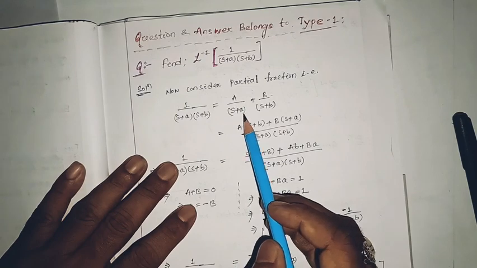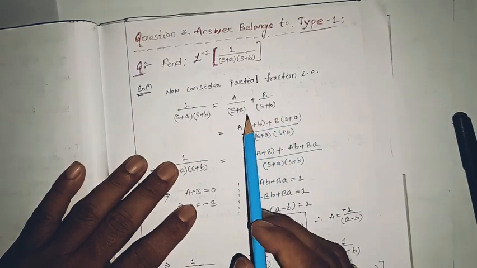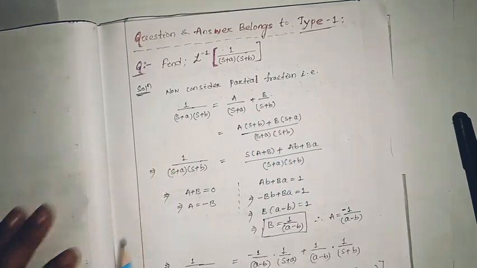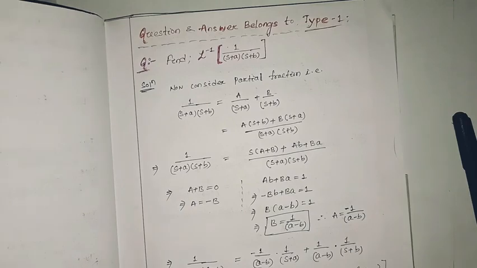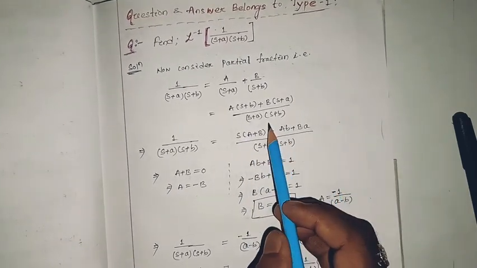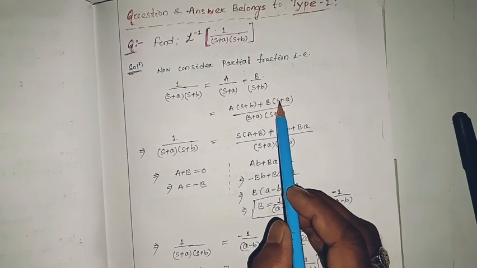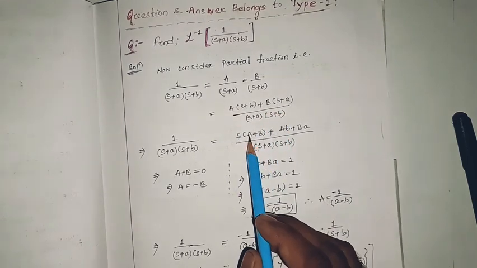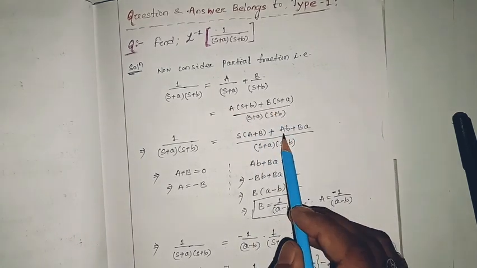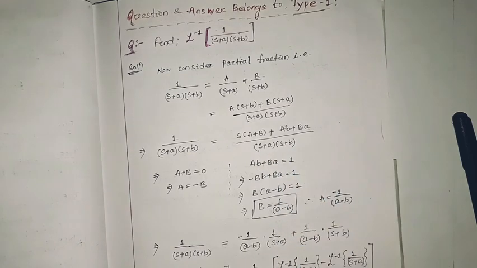So a by (s plus a) plus b by (s plus b), you just add it: a into (s plus b) plus b into (s plus a). Here, if I take s common, then a plus b, and ab plus ba is the constant, divided by (s plus a) into (s plus b).